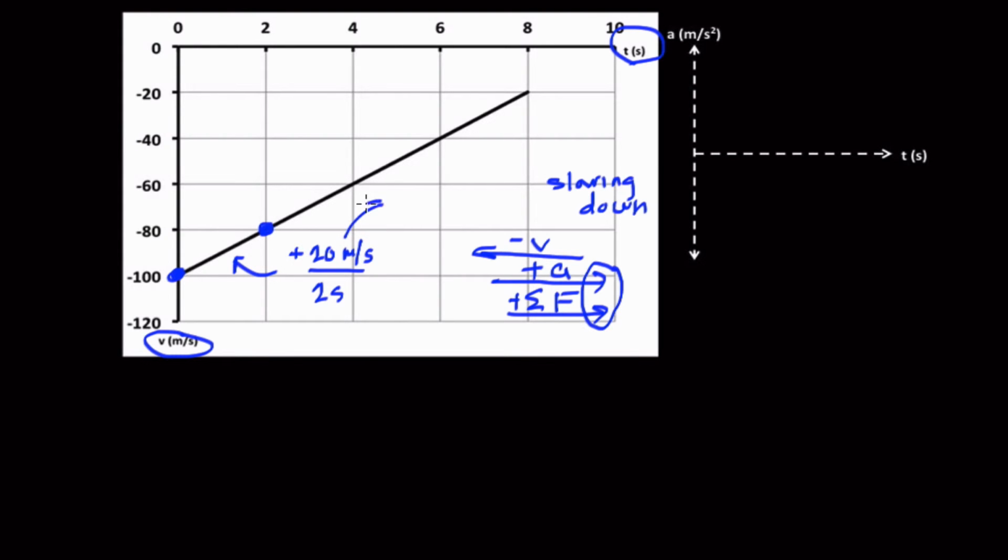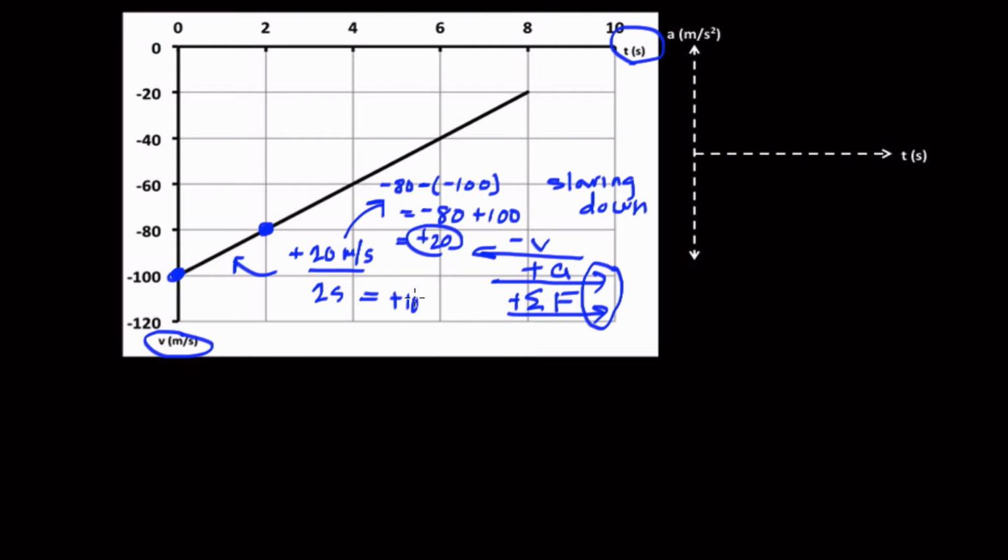I'll write it up here. We would have the final being negative 80 minus the initial being negative 100. And we know that negative 80 minus negative 100 is the same as negative 80 plus 100. So that's how we get plus 20. It always works out, right? So I just kind of did a shortcut and said, well, it went up 20. But if we actually do out this delta V calculation, it works out fine. So this is plus 20 over 2.